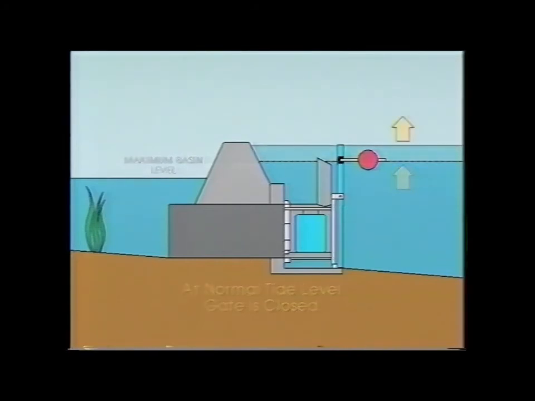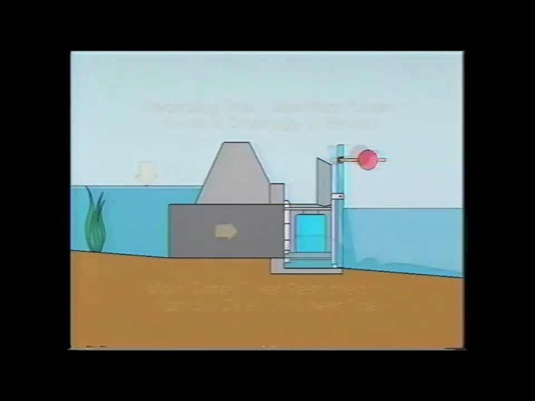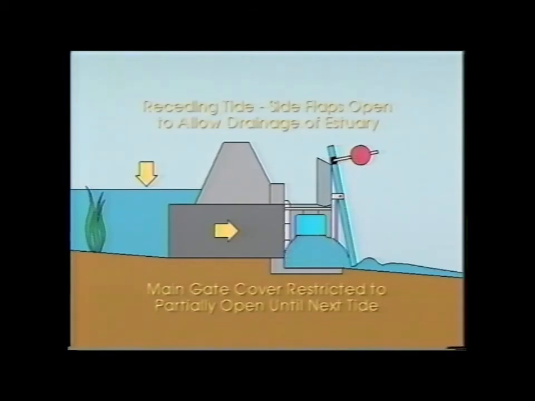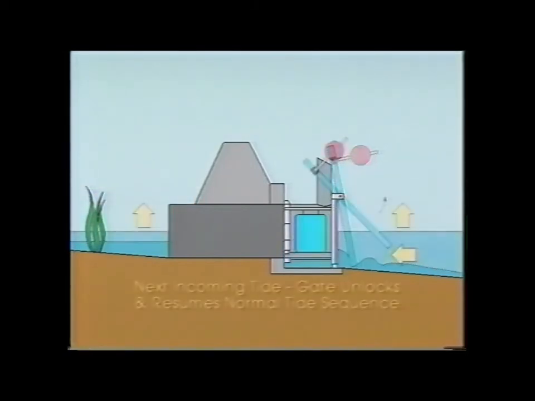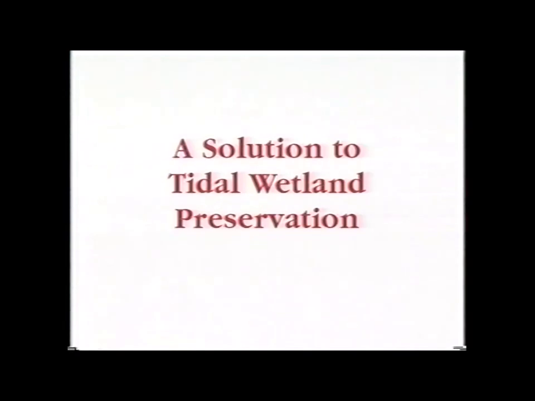When the tide exceeds the normal high tide level, the gate automatically locks in the closed position to prevent gate leaf motion due to surges. As the tide recedes, the side flaps open to allow drainage of the estuary. The main cover is now restricted to a partially open position until the next tide sequence begins. On the next incoming tide, the gate unlocks and resumes its normal tide sequence.